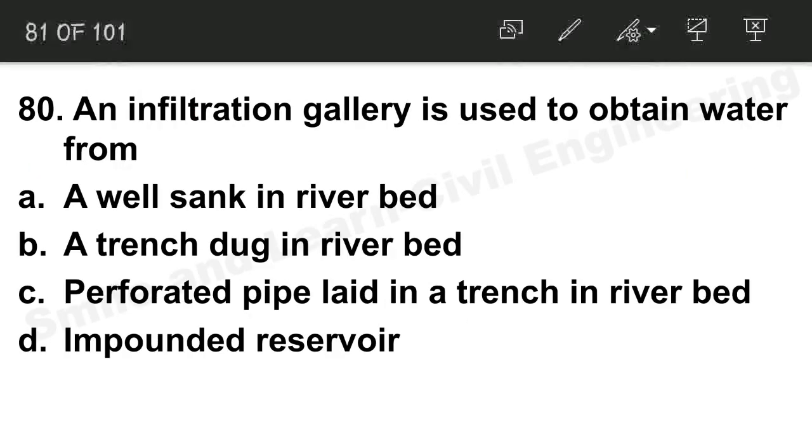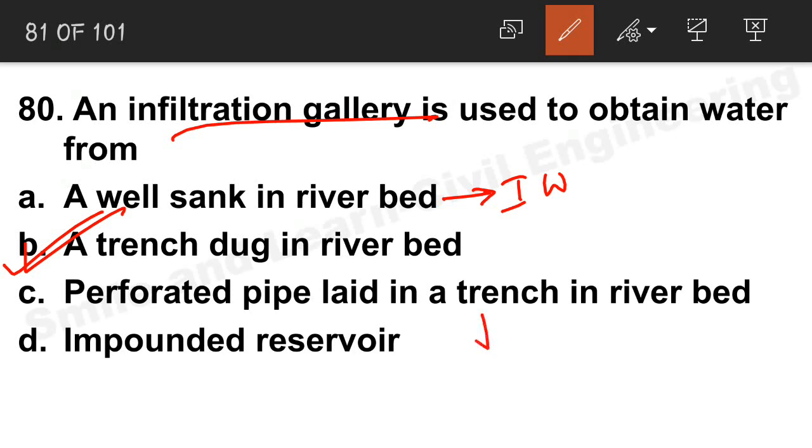Infiltration gallery. What is the function of this? See, this is a repeat question. Infiltration gallery is a trench dug in the riverbed, and a well sunk is our infiltration well, right? And perforated pipe lead, this is a horizontal tailpipe, and impounding reservoir is a different thing, you know.